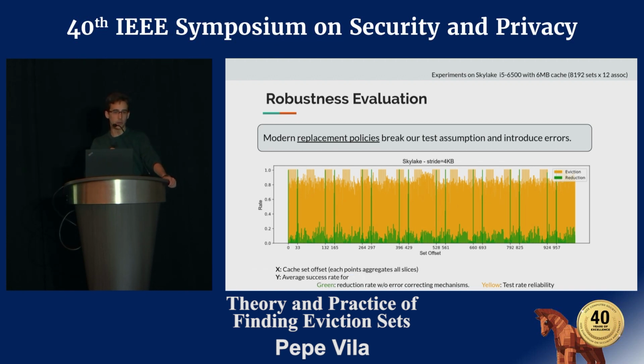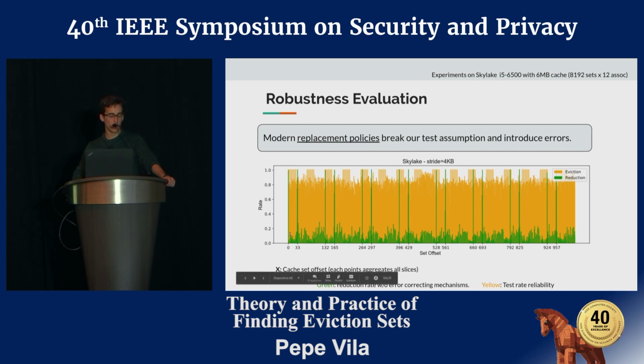Okay, so this is about performance, but before I said that we made some assumptions on the replacement policy for our test to work. And it turns out that some modern replacement policies break our assumptions on the test, and this introduces errors in our algorithm. And this is a nice example extracted from a Skylake machine, where we can see on the horizontal axis the different cache sets on this machine. And the green bars are the reduction rate without error. So how many times we were able to reduce a large set without having any error.